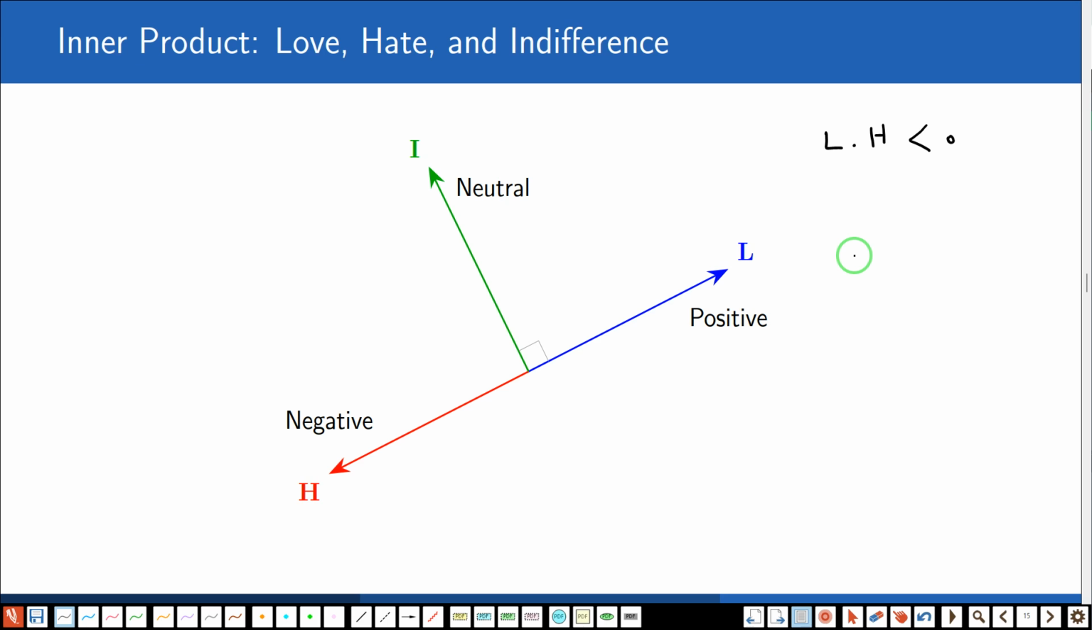However, if you remove the concept of love, you don't get the hatred. Lack of love does not necessarily mean hate. It is indifference. It is the neutral emotion. And that's the vector which is perpendicular, which is orthogonal to both of these. And we know that L times I, that's the dot product or inner product, is 0. And also H times I is also 0.